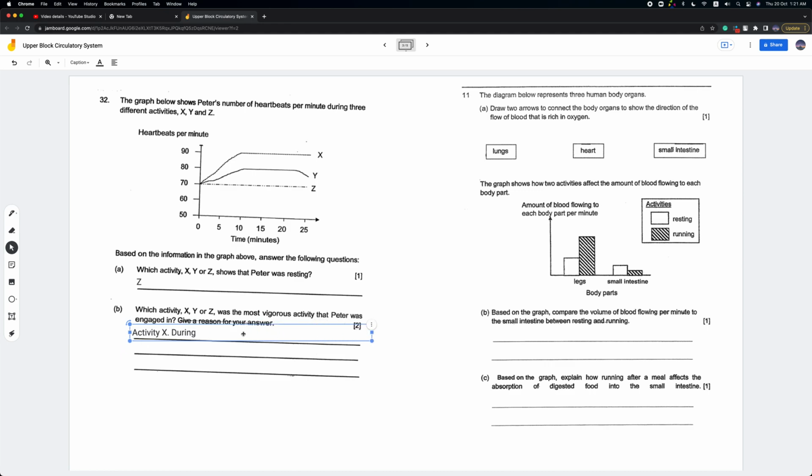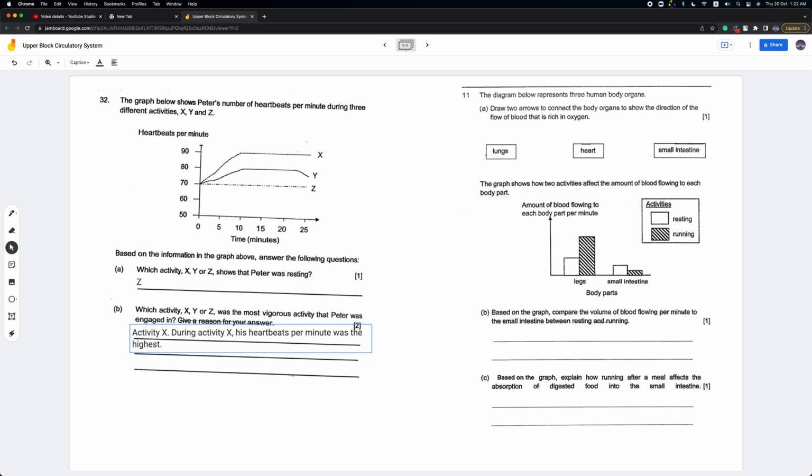During activity X. Alright, so again, using words from the question, don't come up with your own words. During what? During activity X, because it says activity X. So what happened? If you want to follow exactly, you follow exactly. Heartbeats per minute. Okay, so you can say his heart beats per minute was the highest. You can say like that. There should not be any issue. Okay, his heart beats per minute was the highest.